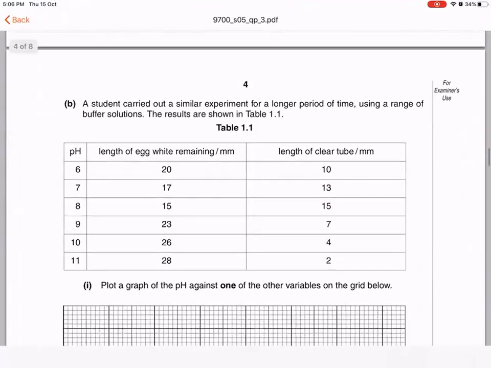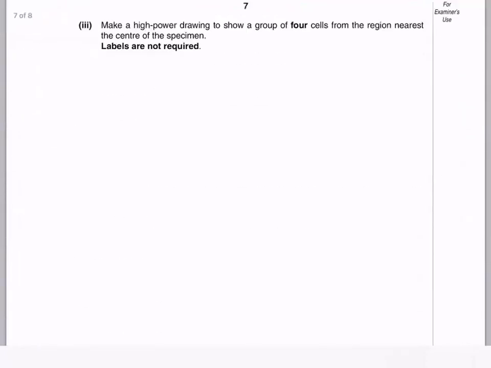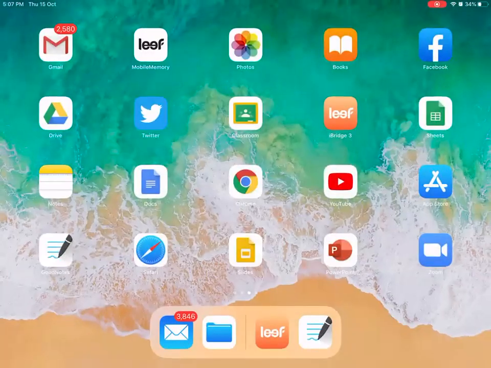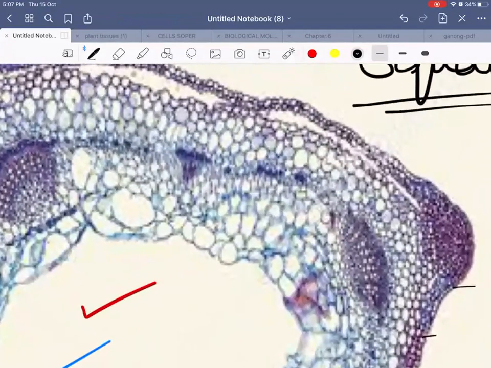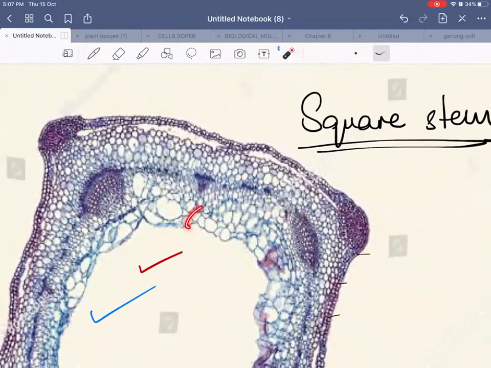Okay, the last part is: make a high power drawing to show a group of 4 cells from the region nearest the center of the specimen. Let's see what is the center of the specimen. Nearest the center of the specimen are these cells. These ones, and these are all parenchyma. So this means that the examiner wants you to draw 4 adjacent, clear, high-power drawings of parenchyma.